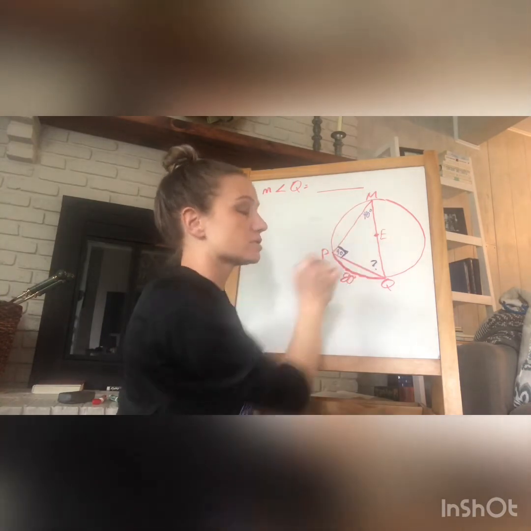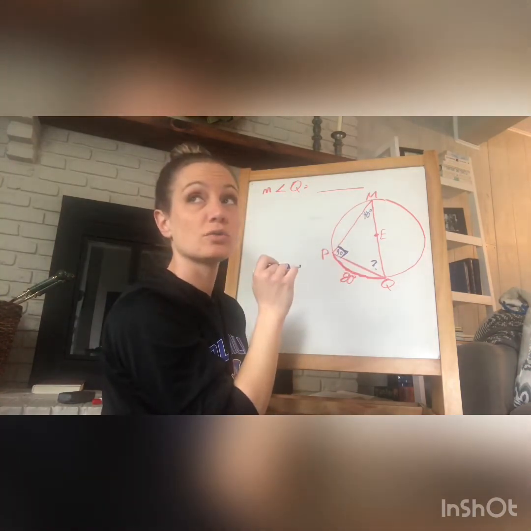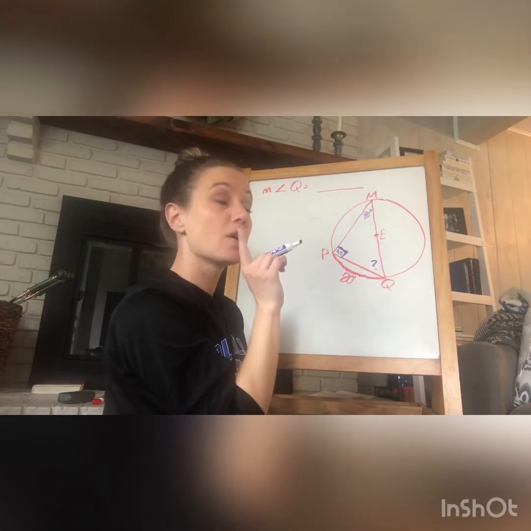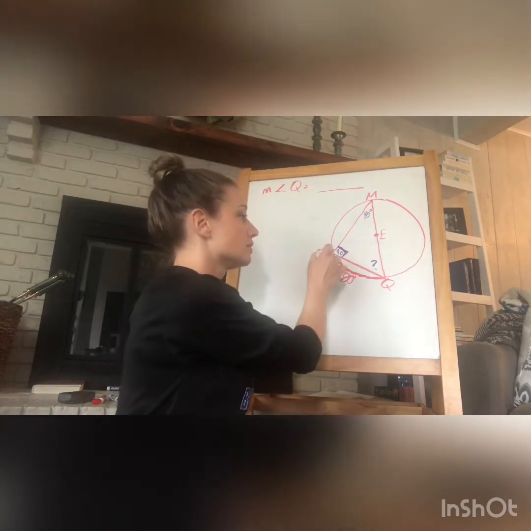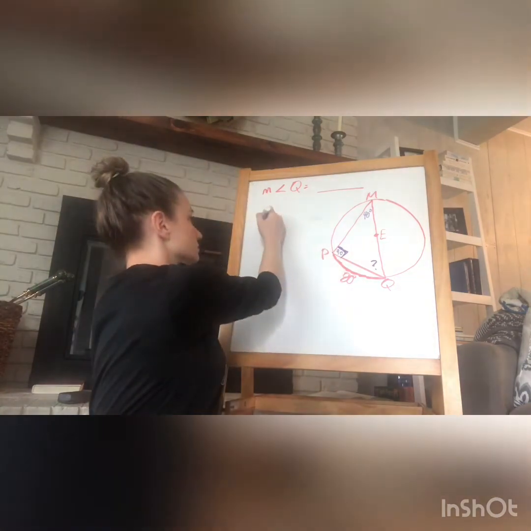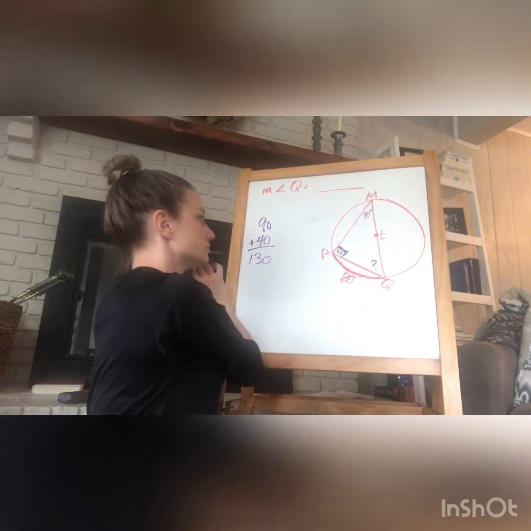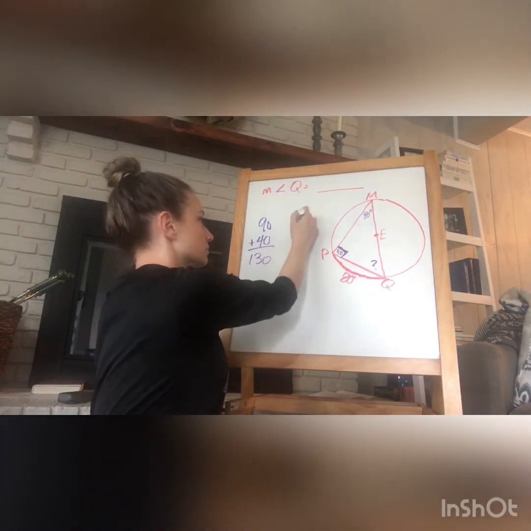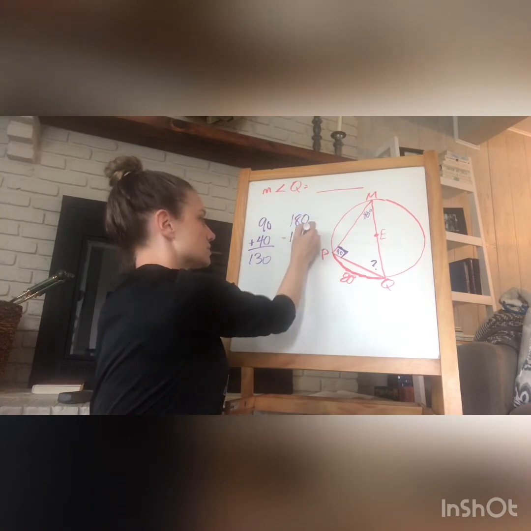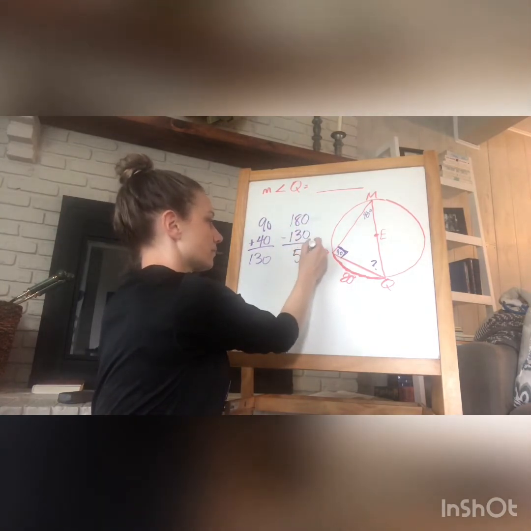How many degrees are in a triangle total? 360. No, sorry, 180. So you would add 90 to 40, which would be 130. And then subtract from 180, which gives you 50.